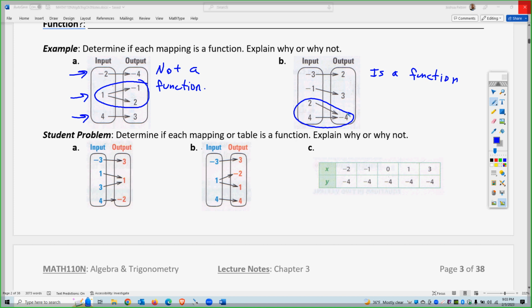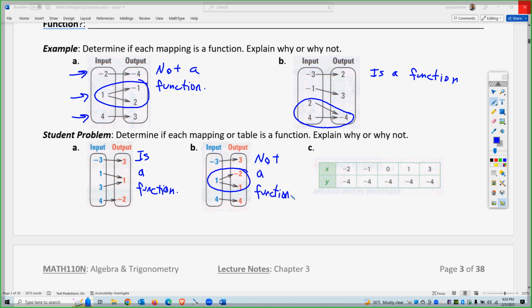All right, pause the video. Try student problems for yourself. Okay, so student problems. The first one is a function, right? Every input has 1 output. The second one, this 1 has 2 outputs, right? So this is not a function.